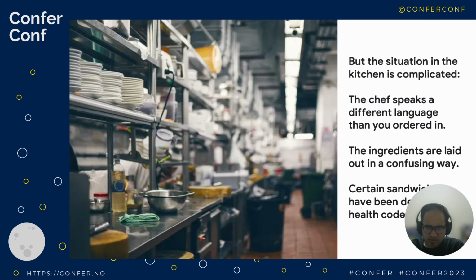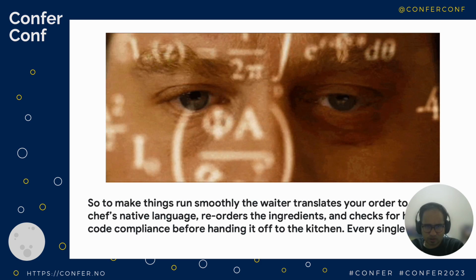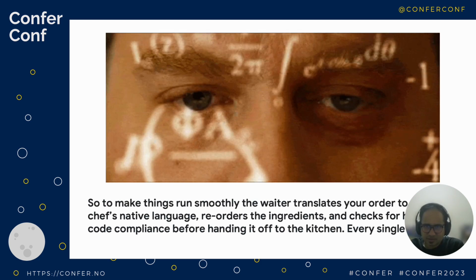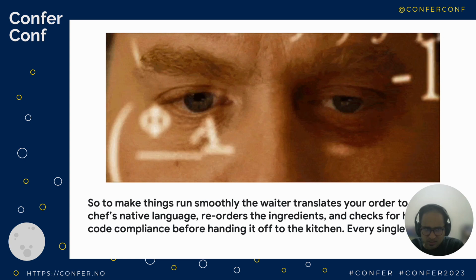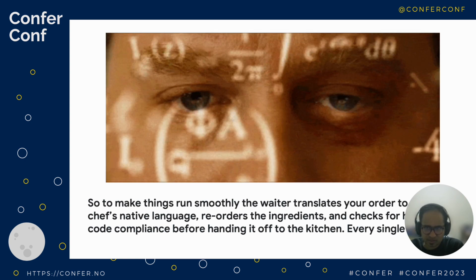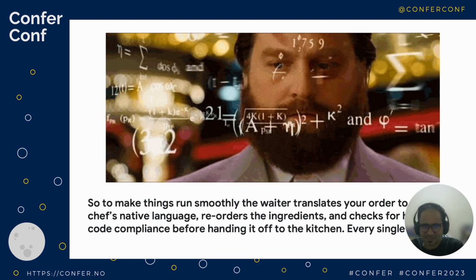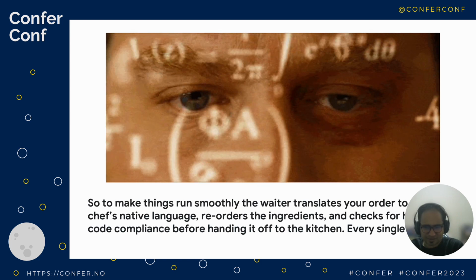But the situation in the kitchen is complicated. The chef speaks a different language than you ordered in. The ingredients are laid out in a confusing way. Certain sandwiches have not been delivered to health codes. Obviously, this is a lot of responsibility to put on the waiter. The quality and the speed of the translation and reordering skills become one of the biggest potential bottlenecks in your sandwich experience. Also, in case you missed it, the waiter is the graphics driver in this scenario.